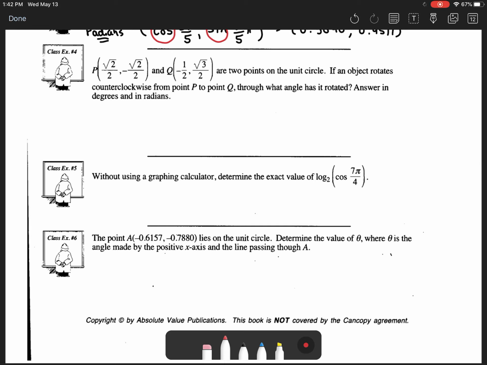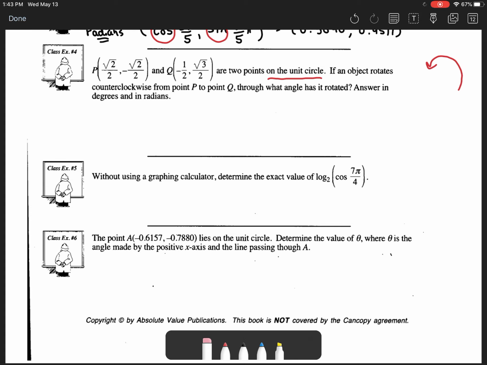All right, next. It says point P, root 2 over 2 and negative root 2 over 2, and Q, which is -1/2, root 3 over 2, are 2 points, and again, on the unit circle. If an object rotates counterclockwise, so counterclockwise again is in this direction, from P to Q, through what angle has it rotated? Answer in degrees and radians. All right, so again, diagrams are our friend. So I'm gonna draw this out.